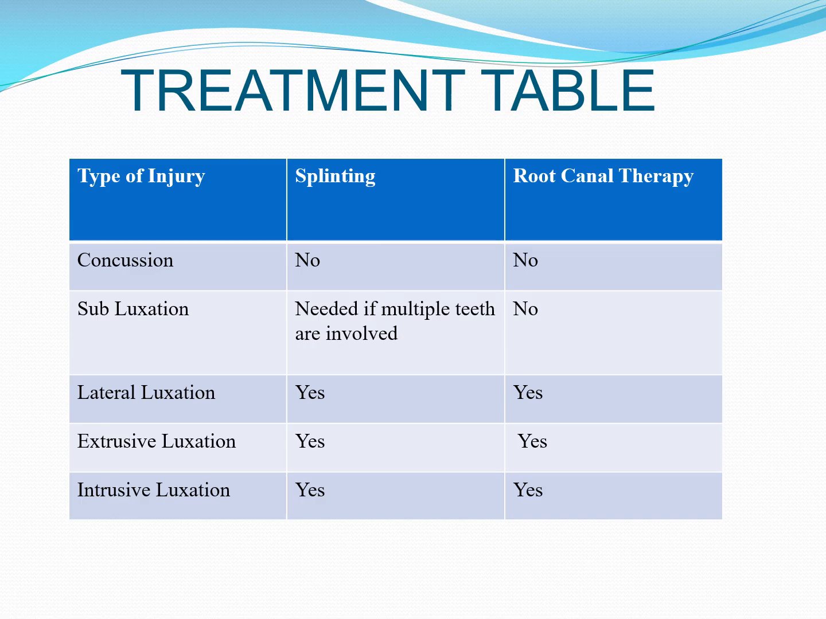I have given a small table. You can look at this table. What are the types of injuries? Concussion, subluxation, lateral luxation, extrusive luxation, and intrusive luxation. For which injury is splinting and root canal therapy needed? For concussion, you don't need splinting or root canal therapy. For subluxation, if multiple teeth are involved, splinting is needed and root canal therapy is not needed. For lateral luxation, extrusive luxation, and intrusive luxation, splinting is needed as well as root canal therapy.